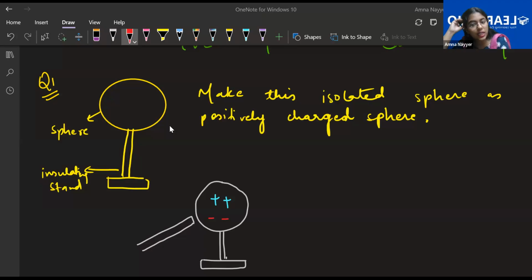You have to make this sphere completely positively charged. So this glass rod should contain negative charge or positive charge? Any idea? Any guesses? What do you think?